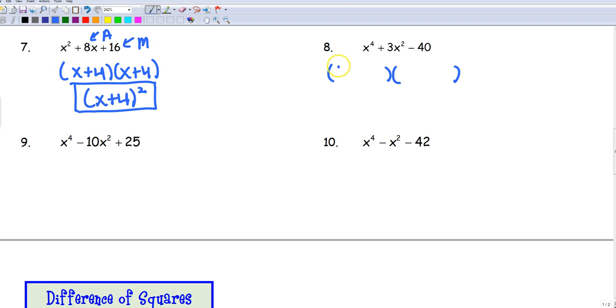Normally, when you do FOIL, you do the first times the first, and that gives you x squared. But here, we need it to multiply to give you x to the 4th. So all you're going to change is that your first terms in each of your parentheses are going to be x squared. But everything else stays the same. You're still multiplying to negative 40, and you're still adding to 3. And those numbers would be a positive 8 and a negative 5. And if you FOIL this out, you'll get minus 5x squared plus 8x squared, and you'll get that positive 3x squared, while still getting the negative 40.